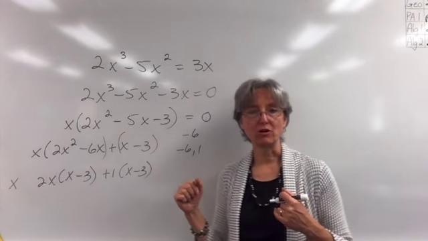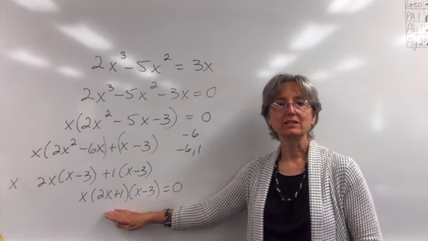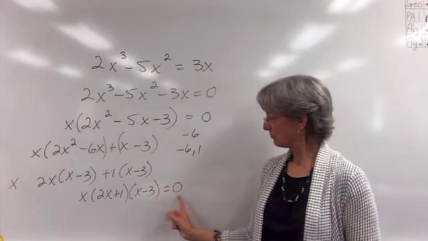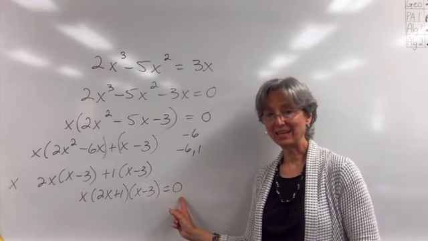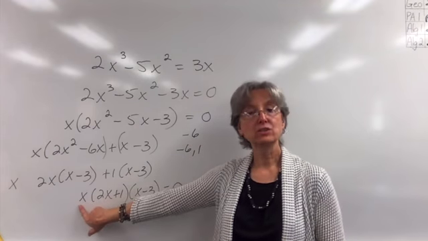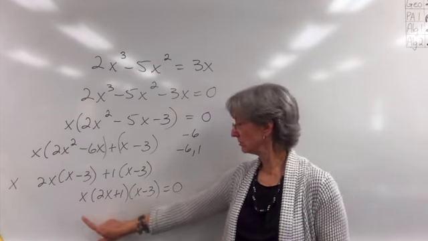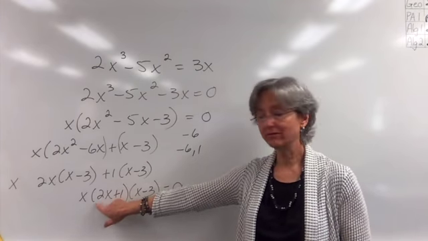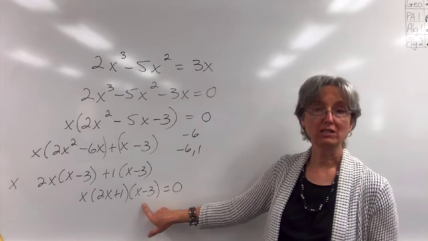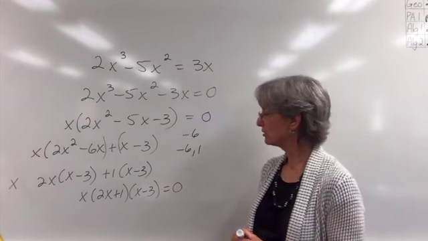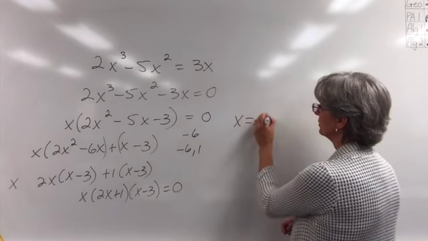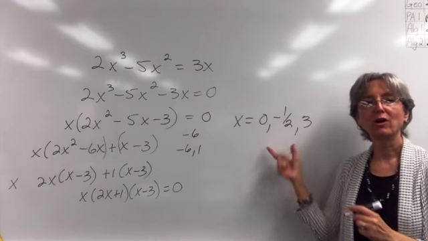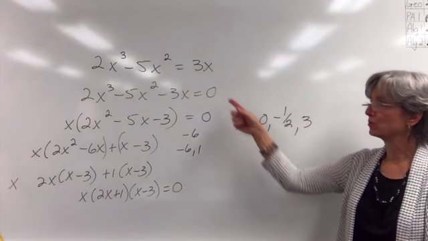So let's list out all those factors. This is this polynomial in factored form. Now I'm looking for my values of x that would make this 0. This x would be 0. This one would be -1/2. And this one would be +3. So my three solutions are x equals 0, -1/2, and 3. And those are my three solutions to this equation.